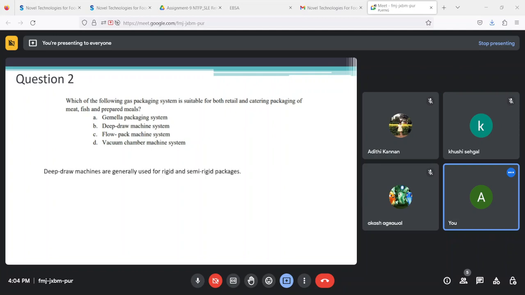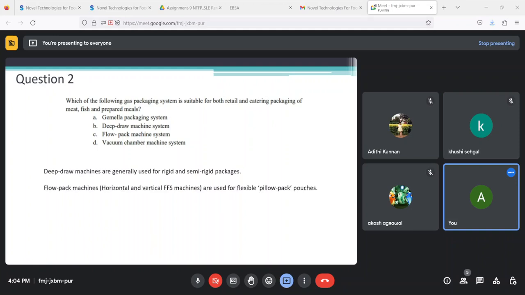Okay, we'll go one by one. Deep draw machines are used for rigid and semi-rigid packages. When you're dealing with very rigid foods that are not very fluffy, we have deep draw machines that are used for rigid and semi-rigid packaging systems. All these packaging systems basically have the same role, but their application is in a different region.